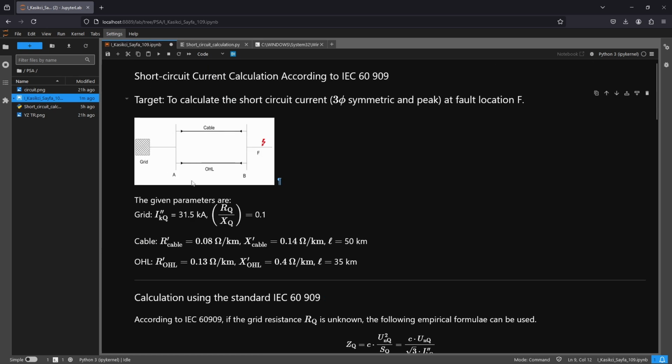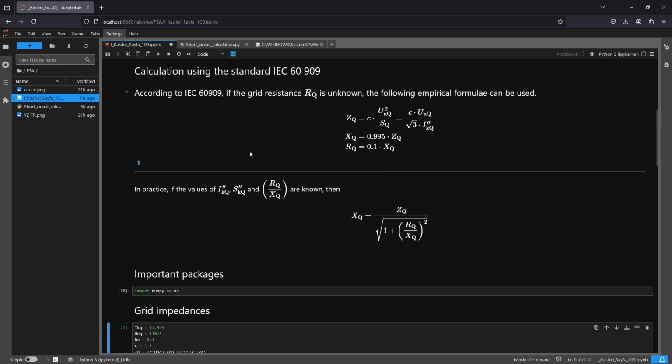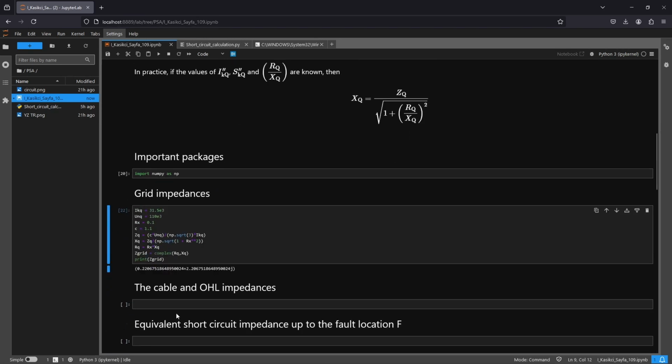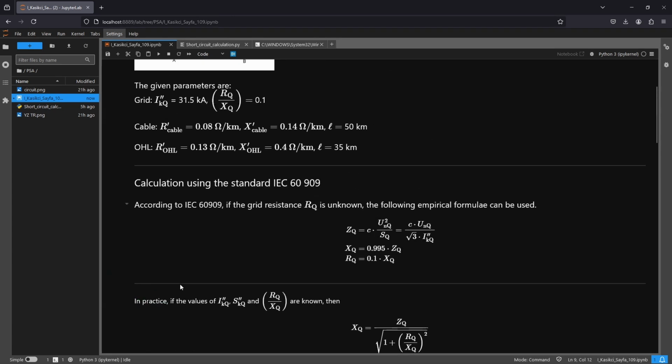Now let's not forget the target is to calculate the short circuit current at this point F. For that, we need the impedance of the grid, which we just calculated, and the parallel connection of the impedances of the cable and overhead line, and then we can calculate the short circuit current at point F. The same we need to do for the cable and overhead line impedances.